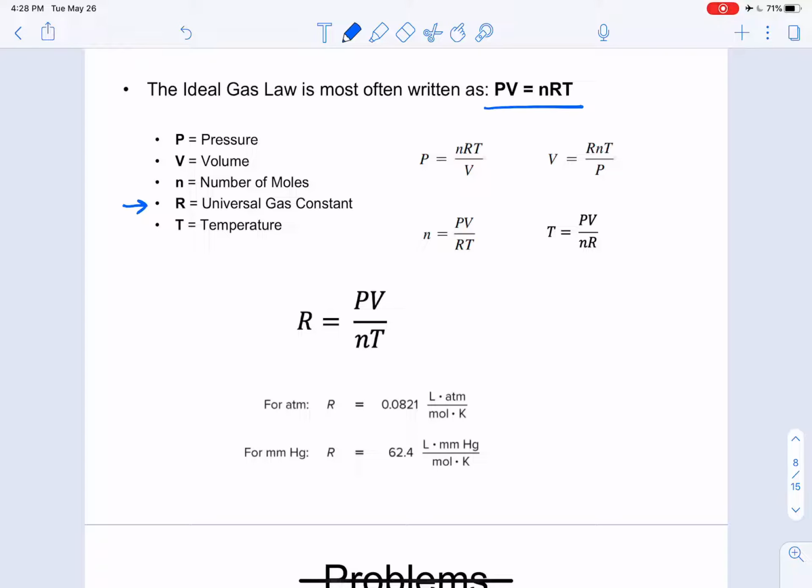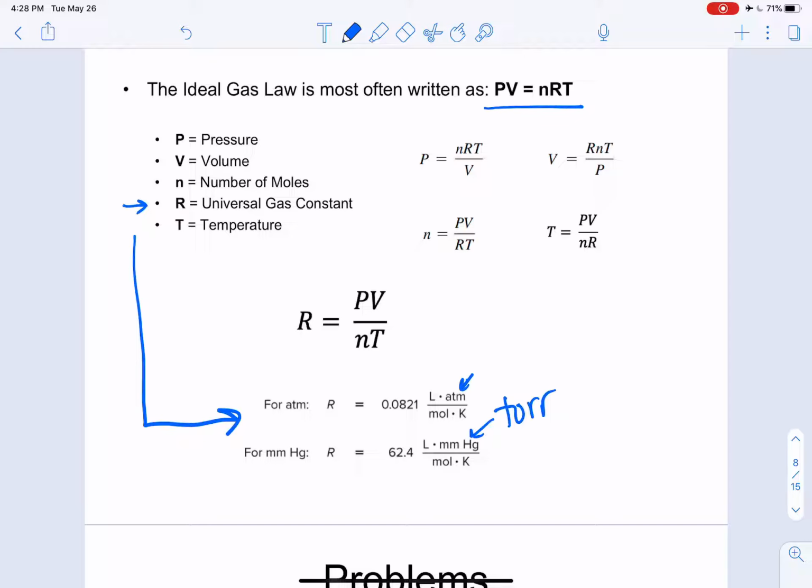And because R is a constant, it's constant. So it's constantly 0.0821 if you're using atm. And it's 62.4 if you're using millimeters of mercury or torr. Because remember, millimeters of mercury and torr are the same thing.